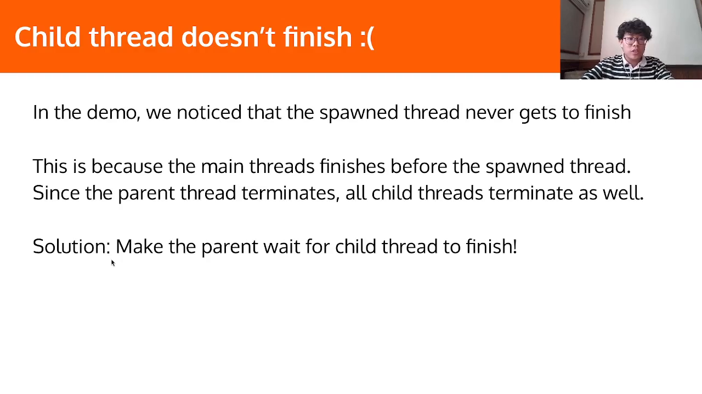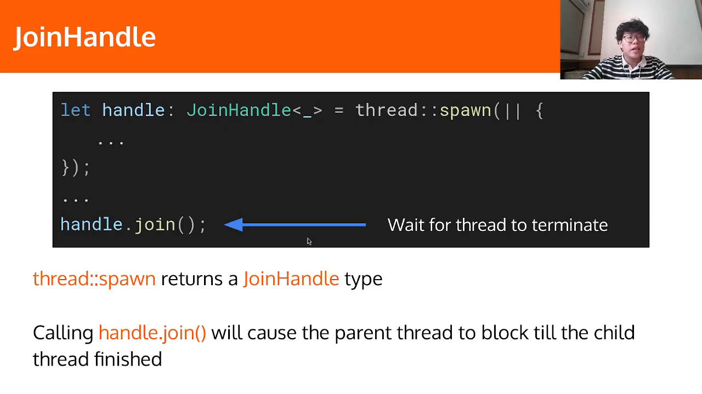So the solution here is quite simple. We just need to make the parent wait for the child to finish. And how does that happen? Rust provides us with a really handy construct called a handle. Whenever we call thread spawn, it actually returns the join handle type, right? You can just keep that in a variable, and when you're done, you can call handle.join.